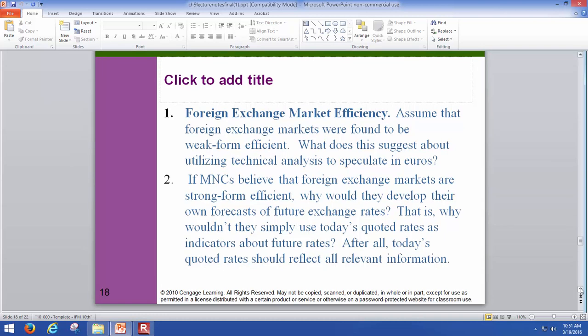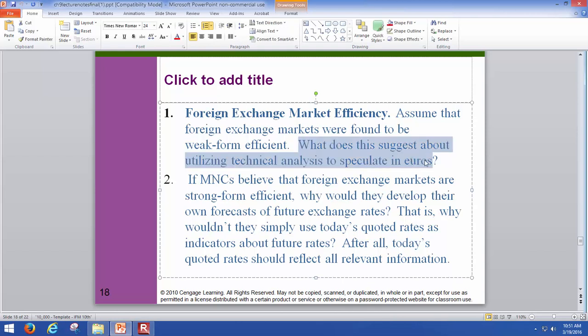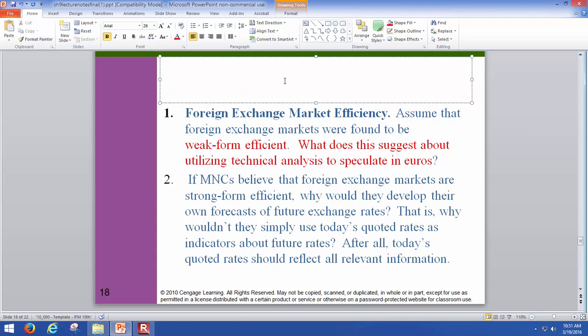Assume that foreign exchange markets were found to be weak form efficient. What does this suggest about utilizing technical analysis to speculate in euros? If you look at this, we would find that technical analysis is not going to work if markets are weak form efficient. The reason is that if the markets are weak form efficient, chances are the current exchange rate reflects all the past information.